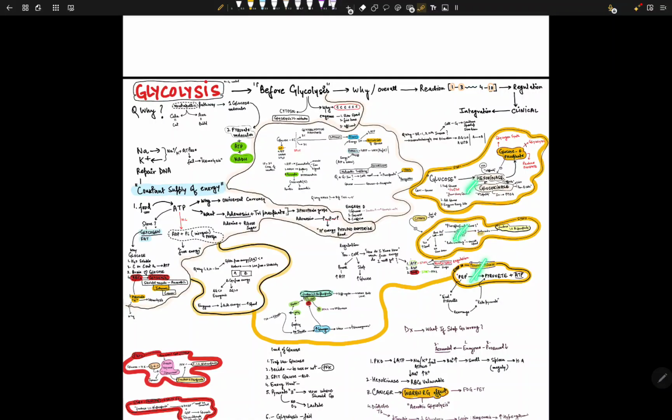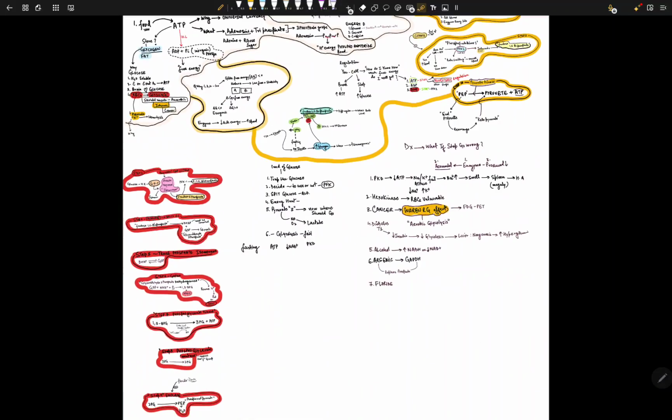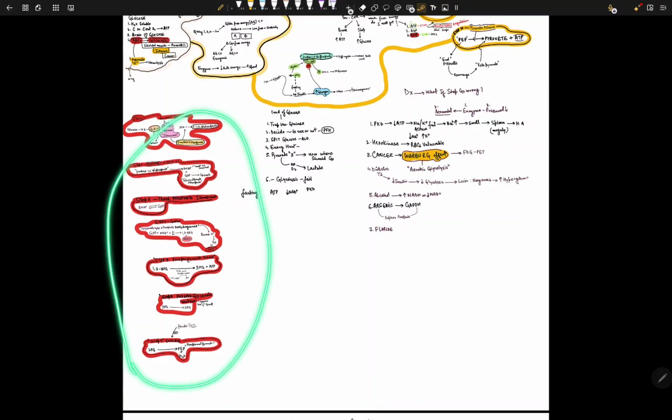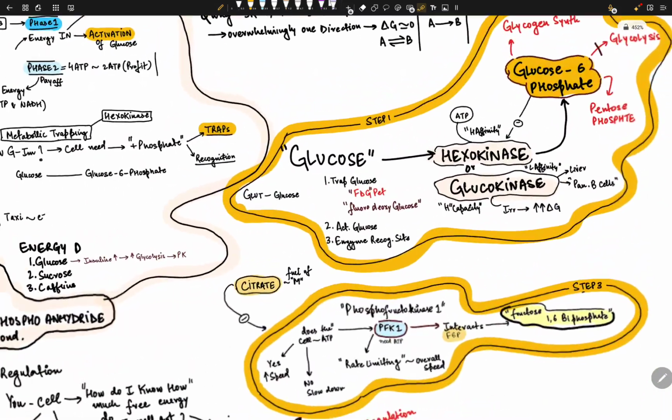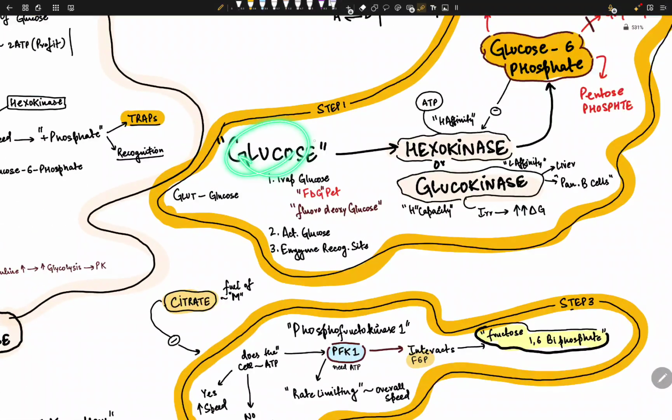So steps 1, 3, and 10 are irreversible steps because we get a lot of energy from these steps. The other steps are reversible because we don't get a lot of energy. Here, in the first step, glucose is getting replaced by glucose 6-phosphate. We are adding a phosphate on the 6th position of the carbon. And who is doing that? Hexokinase is doing that, or glucokinase is doing that?